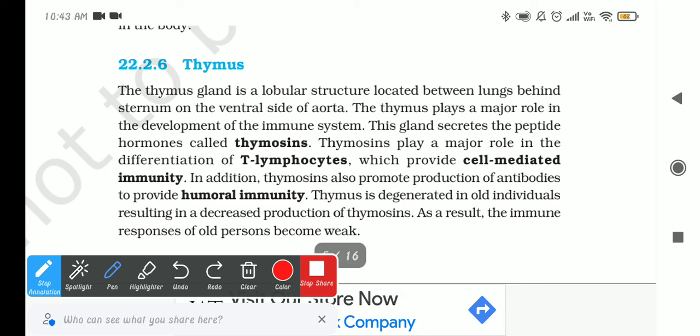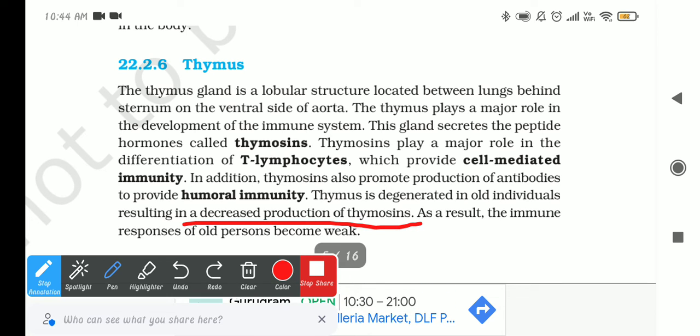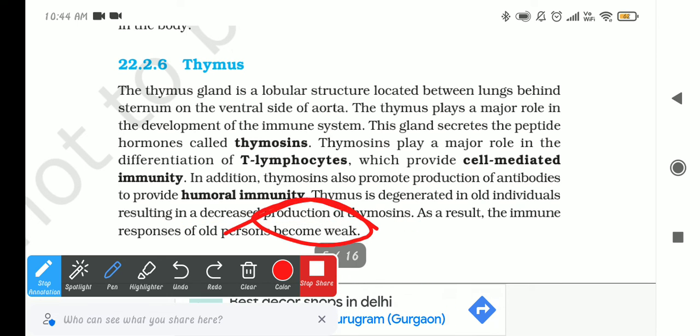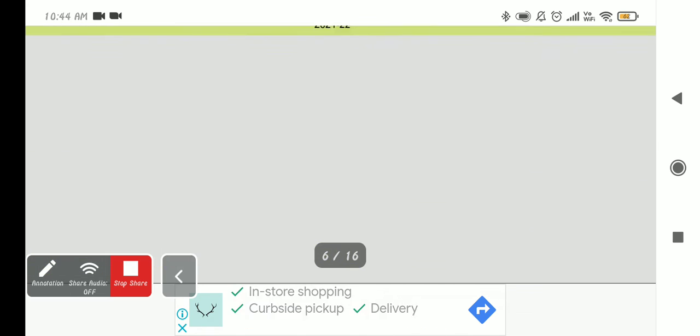It degenerates in old individuals, which leads to decreased production of thymosin. What happens in old individuals is that there is less production of thymosin. That's the reason why they become weak, the old person, why they become weak.